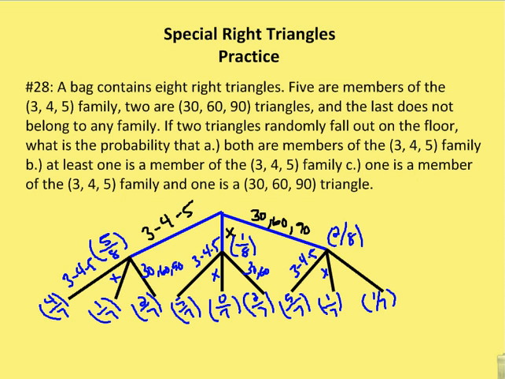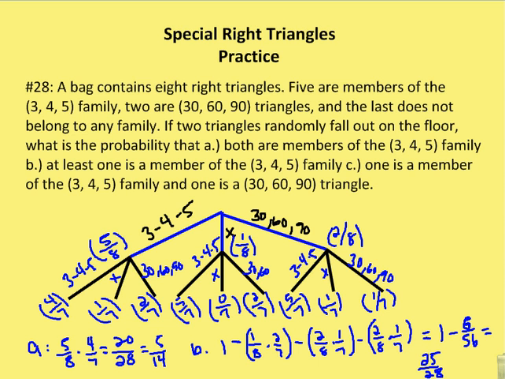So the first question is both are members of the 3, 4, 5 family. And all I need to do here is multiply. In this case, I create my tree. There is a 5/8 possibility that the first triangle is a member of the 3, 4, 5 family, because 5 out of the 8 triangles are 3, 4, 5 family members. And then the possibility that I draw another 3, 4, 5 family is going to be 4 out of 7, because I have 7 triangles left. I've taken out 1. I have 4 out of 7. So I'm going to multiply those two values together. I get 20 over 28, or 5 over 14.